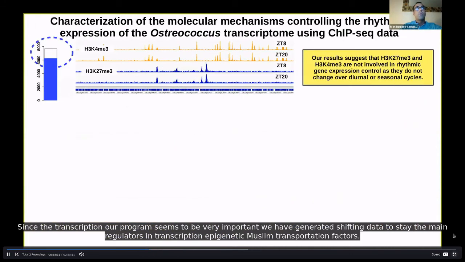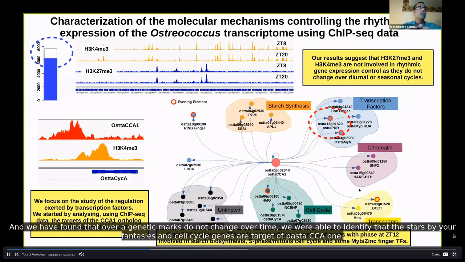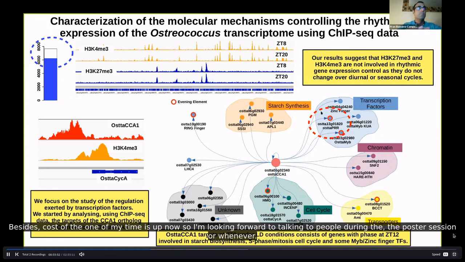Since the transcriptional program seems to be very important, we have generated ChIP-seq data to study the main regulators of gene transcription, epigenetic marks and transcription factors. And we have found that although the epigenetic marks do not change over time, we were able to identify that starch biosynthesis and cell cycle genes are targets of OSTA-CCA1 besides OSTA-TOP1.